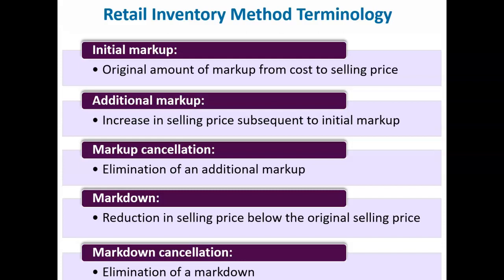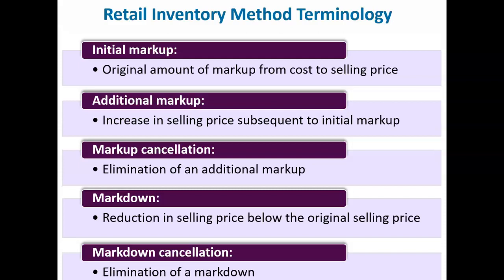After the initial markup of inventory, but before it has been sold, companies sometimes increase the selling price further. This is referred to as an additional markup. Or they reduce the selling price, which is a markdown. For applying the retail inventory method, we need to track the movement in selling price until it is sold. The following terms are associated with changing retail prices of merchandise inventory.